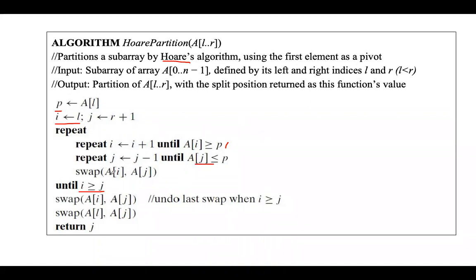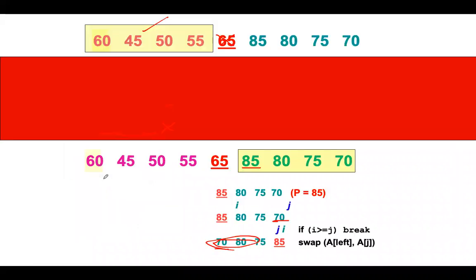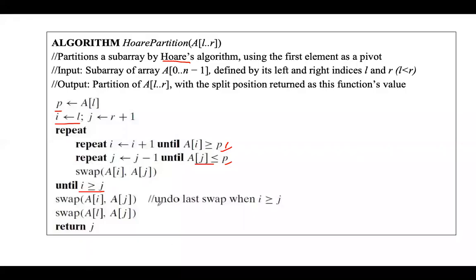Once both conditions are true, what we are going to do is swap A of I and A of j. We'll swap these two elements. All these three steps will be repeated until I is greater than or equal to j. Once this condition becomes true, we'll come out of this loop. What is the final thing we'll do? We'll swap the left element, A of L, with A of j. That is the final swap. And return j.